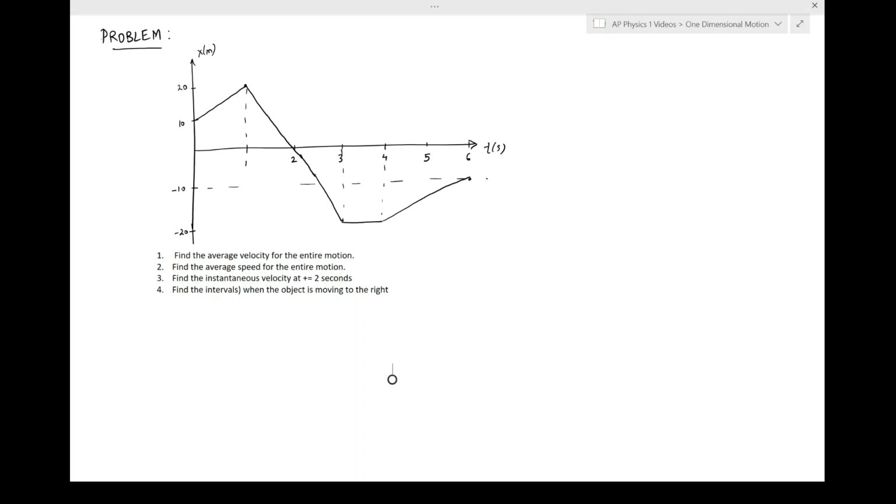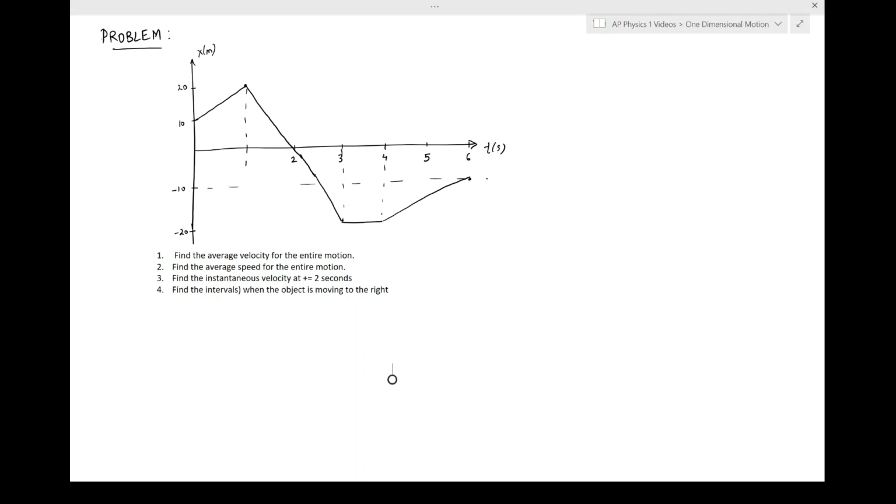In the previous video, we introduced average and instantaneous velocities, average and instantaneous speeds. Let us now apply these ideas to a problem. So here's what's going on in this situation. Let's say that you were performing an experiment and you were watching a particle move, and you were able to find the position of the particle at each instant of time.